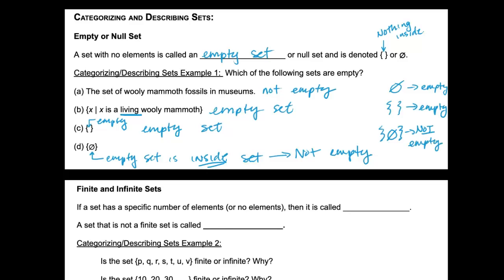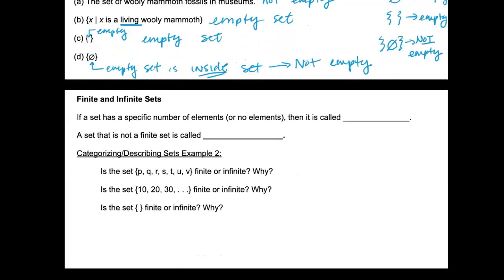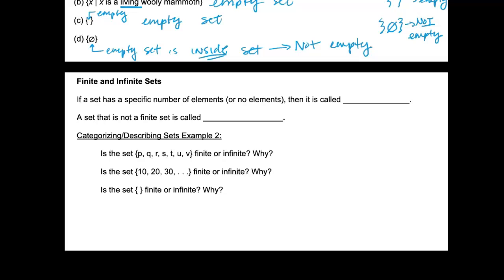Okay, so let's look at the second way that we're going to talk about describing sets, and that's whether or not they're finite or infinite. If a set has a specific number of elements, like you could count them, then it is called finite. A set that is not finite, or goes on forever, is what we call an infinite set. With infinite sets, you just want to look for the ..., which is called an ellipsis.